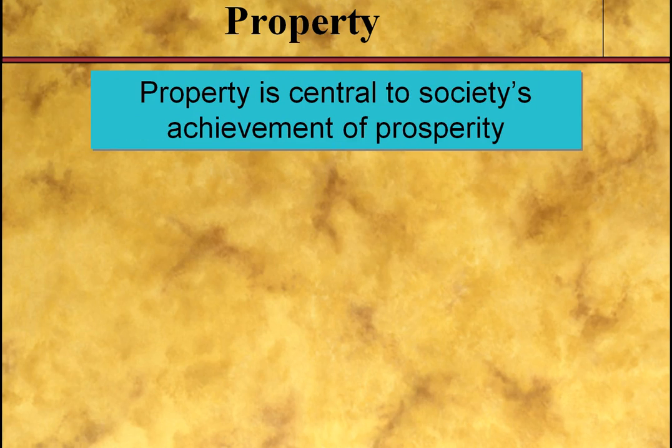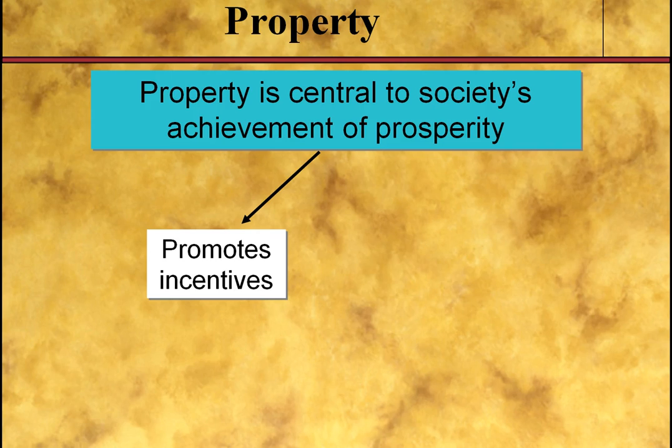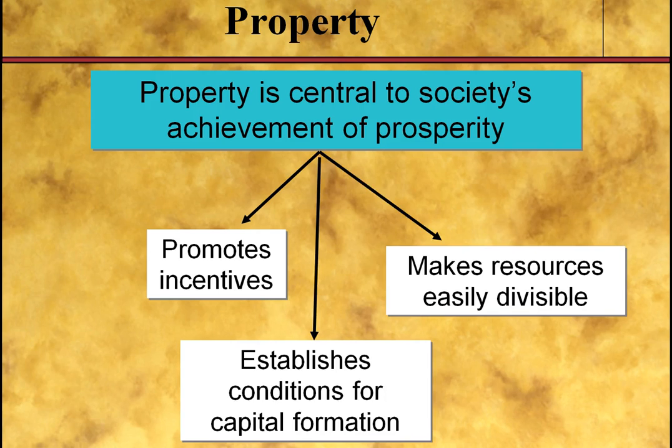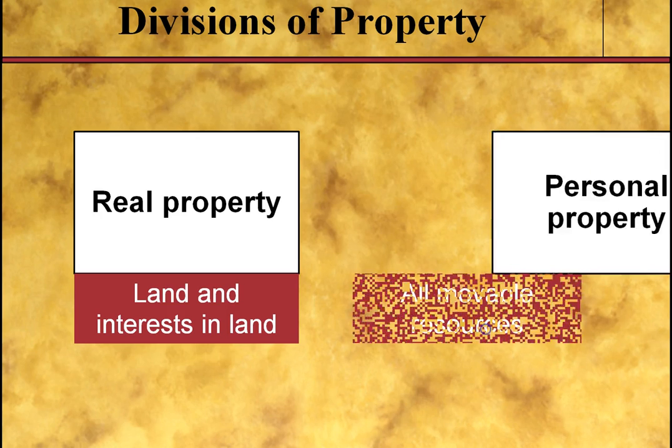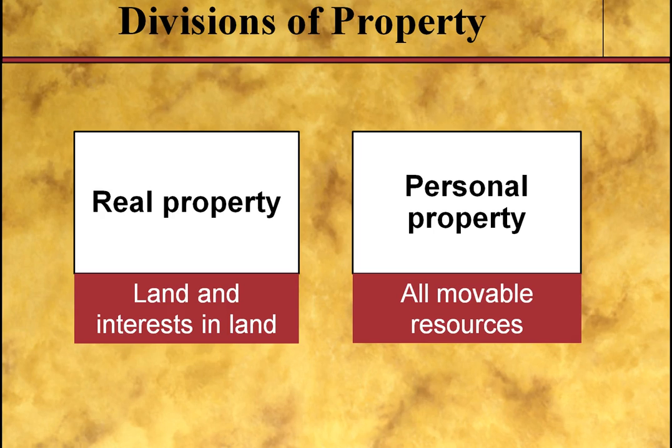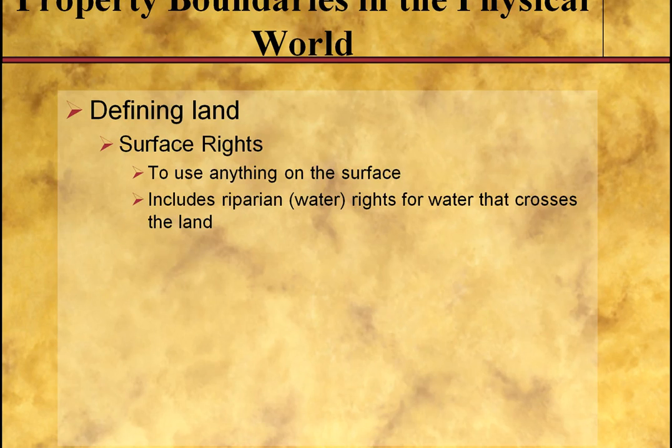Okay. Property is central to society's achievement of prosperity. That's what we're talking about with the Mystery of Capital by Hernando de Soto. It promotes incentives, it makes resources easily divisible, and establishes conditions for capital formation. The legal system allows property to be transferred. There's two different types of property we're talking about: real property, that's real estate, that's land and interests in land, and personal property, that's all movable resources, and intangible property such as trademarks, contracts, patents, and things like that.